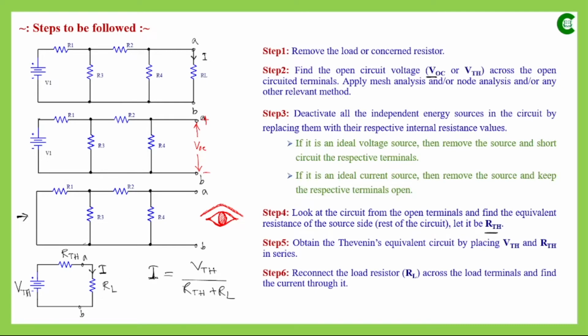This current is the main current which is supplied by this voltage source VTH in this simplified circuit. But since all these components are connected in series, the current will be the same through all of them. So that current is also flowing through this load resistor RL. This is the way we Thevenize an electrical network, and we can find out the desired parameter.